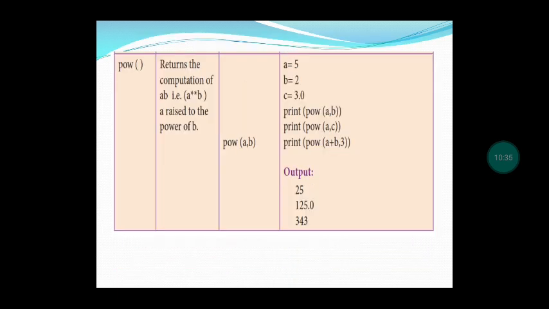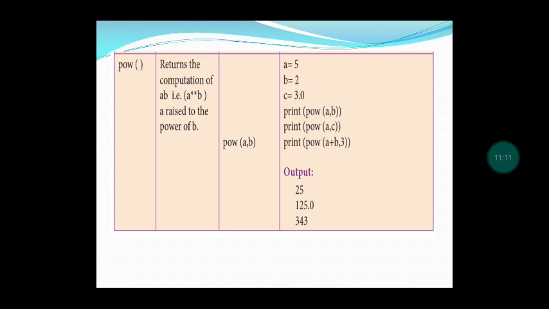Next function, power function. Power means it returns the power of a given value, that is a star star b, that is a to the power b. Syntax for power function is power of a comma b. A comma b means a to the power b. It is given a value as 5 and b value as 2 and c value as 3.0. And power of a comma b. A is 5, b 2. So 5 to the power 2. So we got the output as 25.